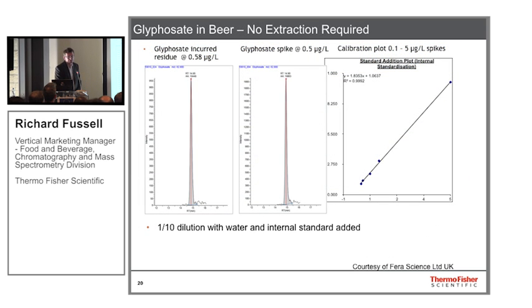Glyphosate in beer. Okay, so this is something which is very topical at the moment, as we said. There's no need for any extraction for this. We just do a dilution with water, add internal standard, and then just do the analysis. So this is a sample which we purchased containing a residue concentration of 0.58 micrograms per litre. This is the spike at 0.5, and then you can see a standard addition plot from 0.1 to 5 micrograms per litre.